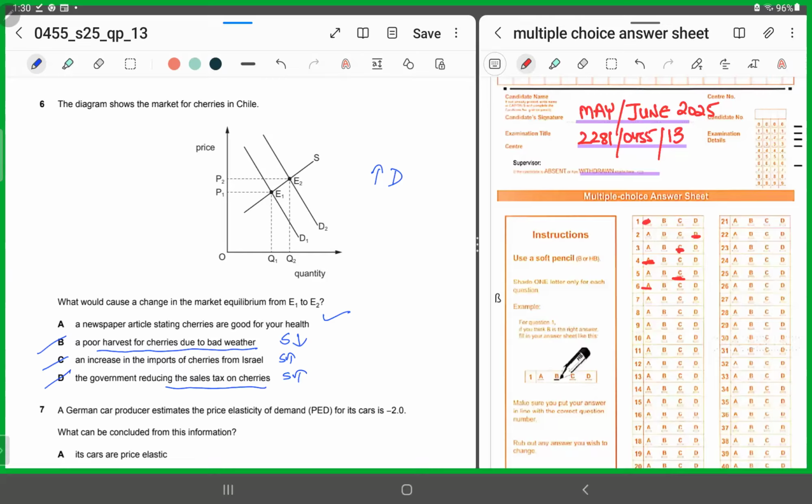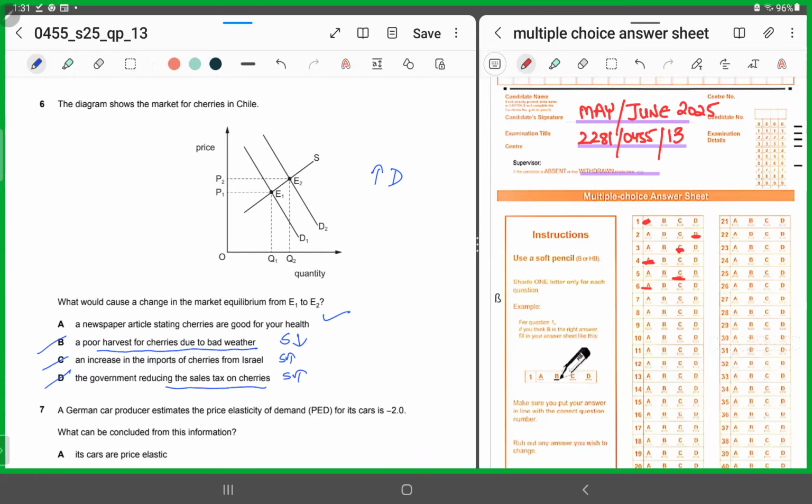The correct answer is A, because when the merits of consuming cherries are being shared with the consumers, there has been a surge in the demand for cherries, hence the demand curve shifts towards the right, causing an increase in demand for cherries. So the correct answer for MCQ number 6 is A.